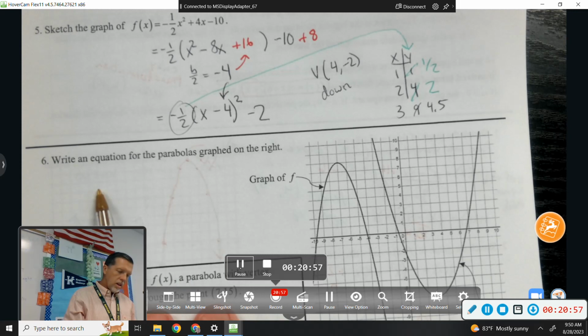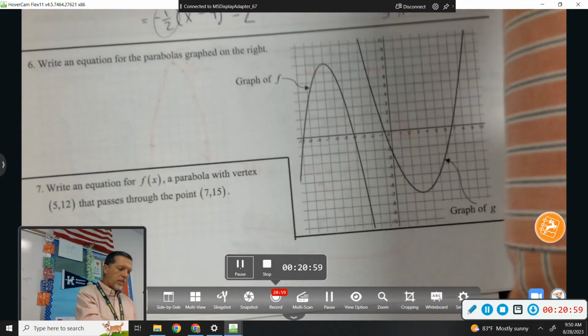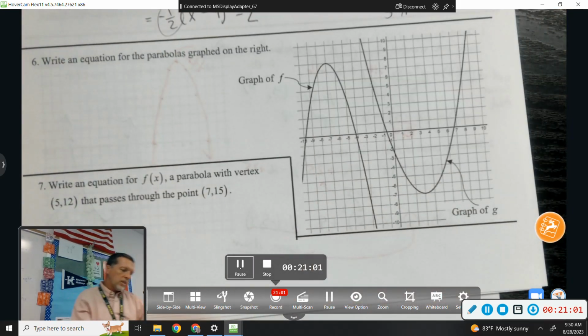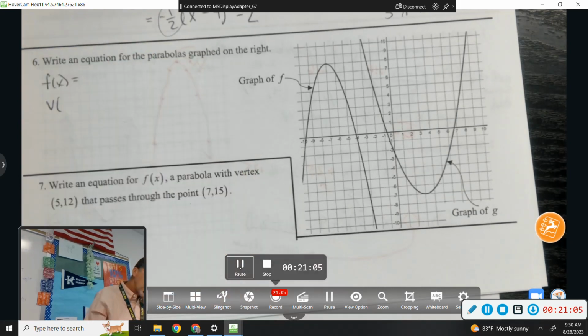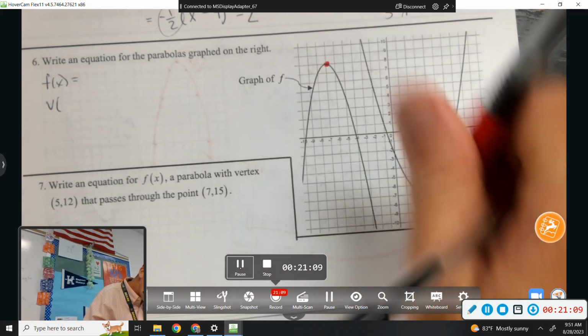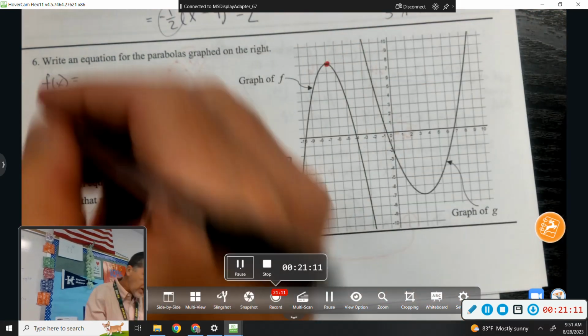Number 6, kind of going backwards. Here's the picture, write the equation. A Jeopardy problem here. So the vertex is at negative 7, 8.